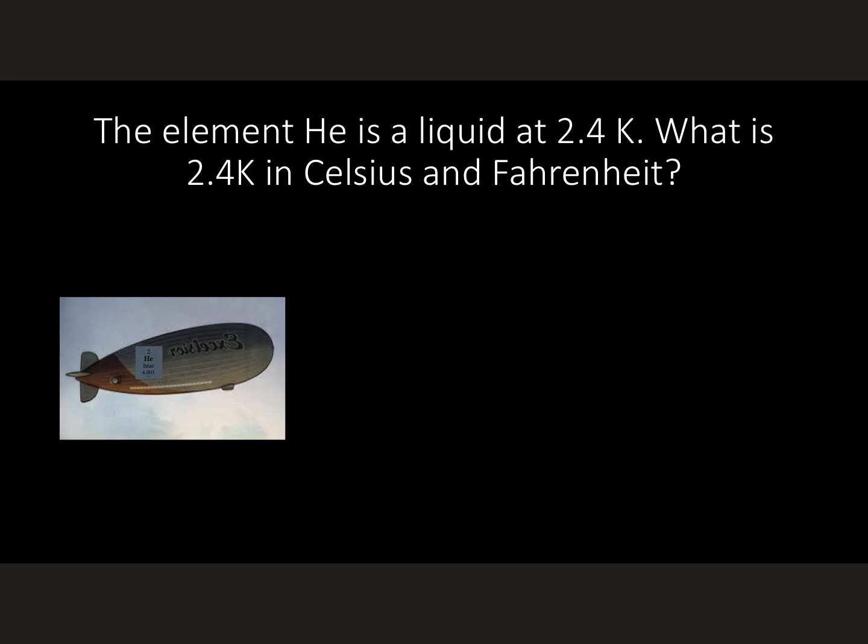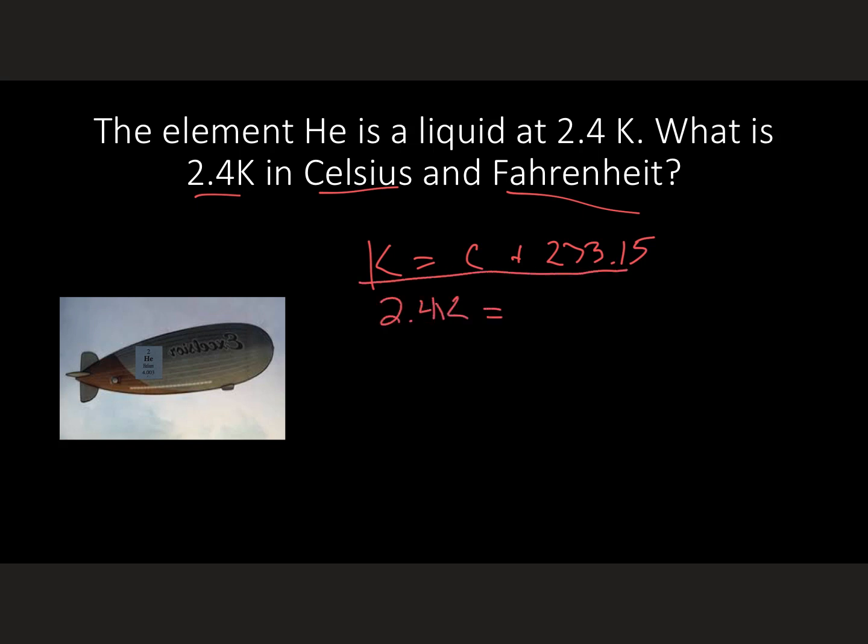So here we have a temperature conversion problem, right? So we're converting 2.4 Kelvin. We're going to convert that to Celsius as well as Fahrenheit. So Kelvin is Celsius plus 273. You can leave it at 273. Some professors like to do 273.15. Anyway, so if we're going to calculate Celsius, we'll need this equation here. So if we have 2.4 Kelvin equals Celsius plus 273.15, that's going to come out to negative 270.6 degrees Celsius. Extremely cold.